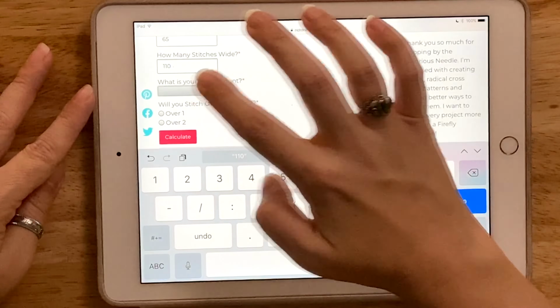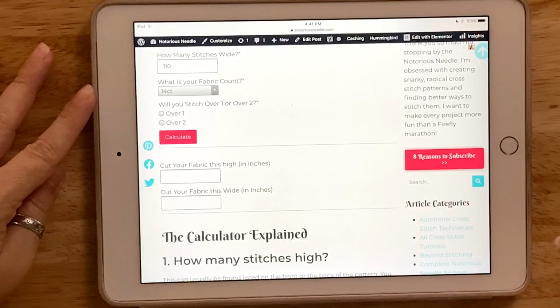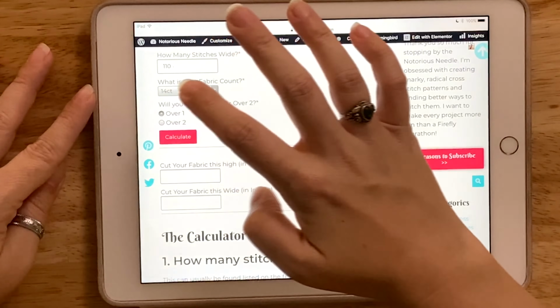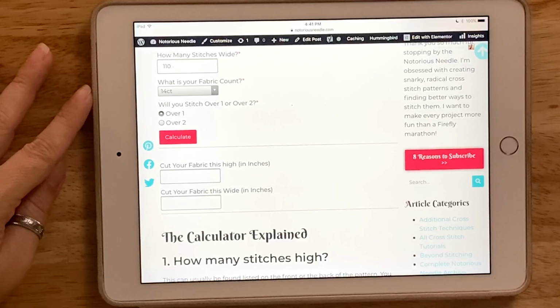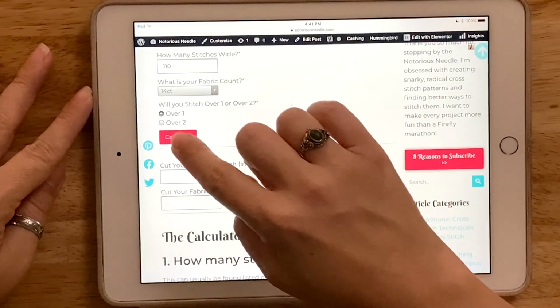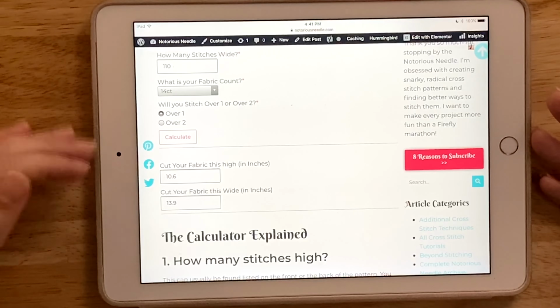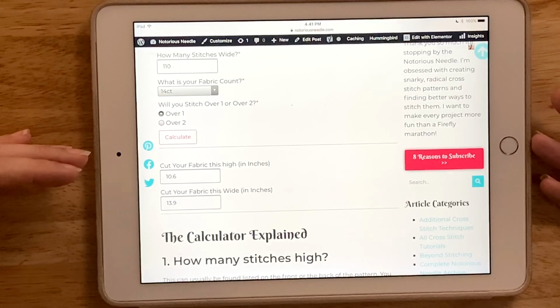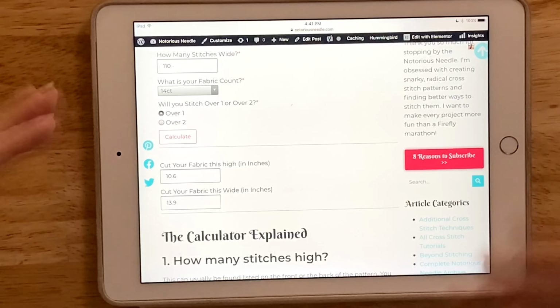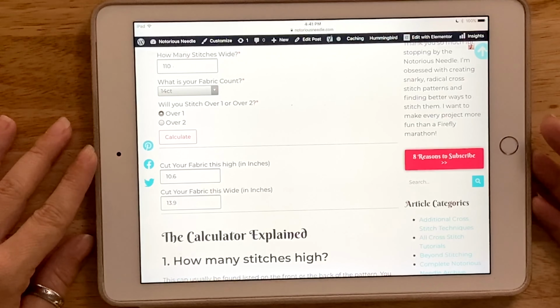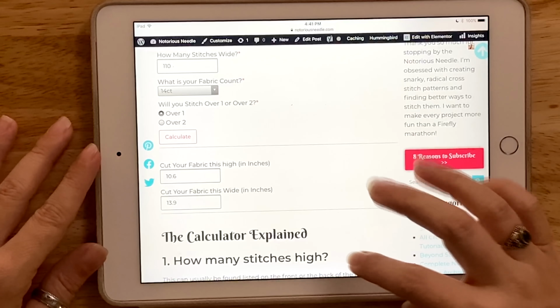And let's say I want to stitch it on 14 count and I am stitching over 1. There we go. Now after making all of those choices, you just hit calculate. So by my count, you should use 10.6 inches high and 13.9 stitches wide.